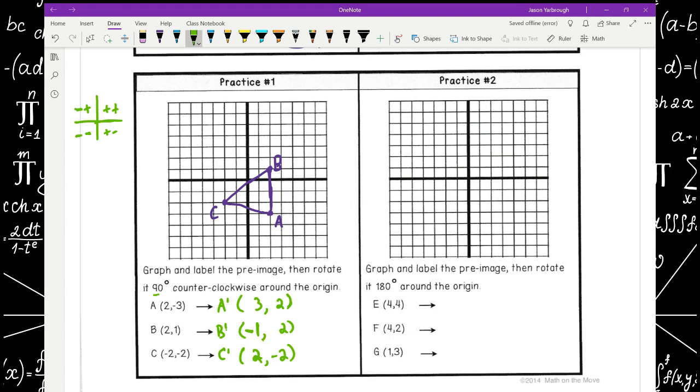So now we're going to graph these new ones. So we go right 3, up 2. Here is A prime, right over where I wrote B. Then negative 1, positive 2 is B prime. And then positive 2, negative 2 is C prime. These ones overlap each other. As long as you label them correctly, you'll be able to tell which one was first and which one was second.